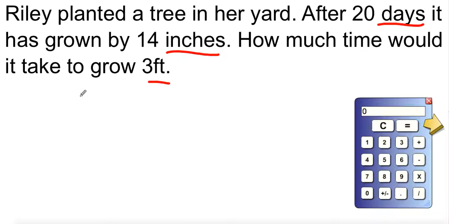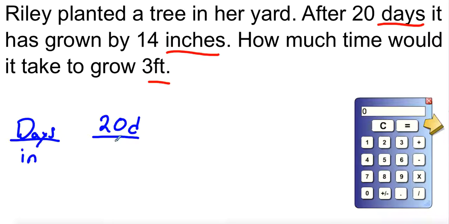In this case, I'm going to compare days and inches. And the reason I'm choosing inches is because it's a smaller unit. What I mean by that is I know inches can evenly go into feet. Feet don't evenly go into inches. So I know that in 20 days the plant grew by 14 inches. And we're trying to find how long it'll take to grow 3 feet.